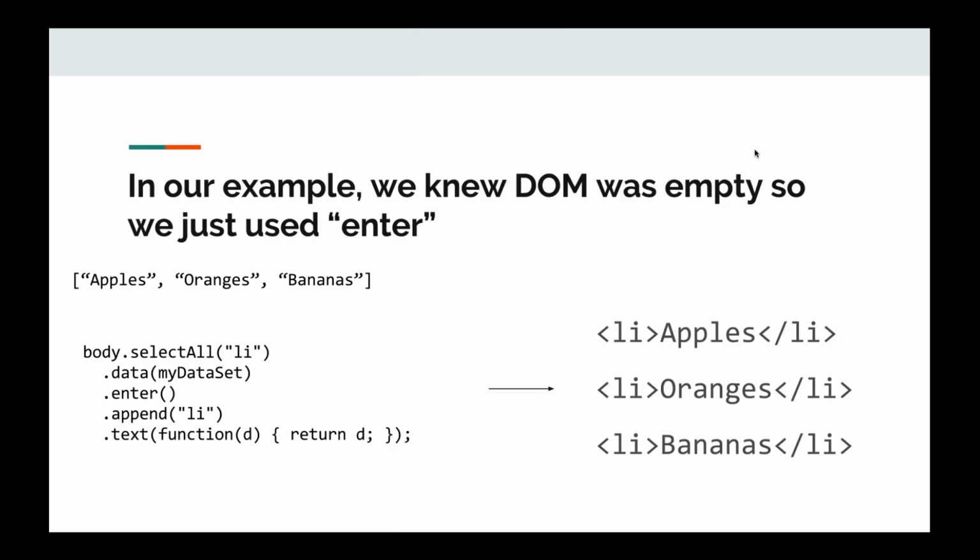So going back to the example, in our apples, oranges, bananas example, we knew that the DOM was empty, so we just used enter. We knew we were starting with an empty body, and so we didn't need to update or exit anything. We're just going to do a one-time data pull. We said select all the list items. There were none that really existed. We said, okay, bind that to the dataset. Take what's entering. It's going to be everything because there were no list items already. And append that list item and give it that text. And that's how we got to here. And the same with the circles. So really the magic there was that .enter is how we handled the fact that there were no circles or list items, and then said add them for this data.